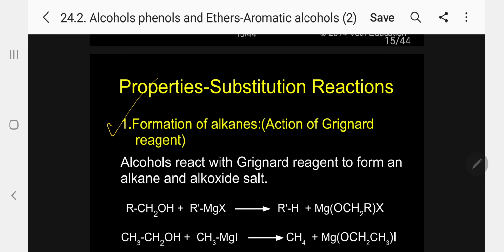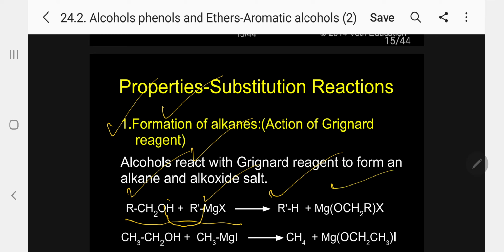So the first reaction is the action of Grignard reagent on alcohol. So we are getting formation of alkane. Any alkane we can prepare from this alcohol. Alcohols react with the Grignard reagent to form an alkane and an alkoxide salt. This is the general formula, RCH2OH with R-MgX. Kindly follow. This H present here is now combining with R-, producing the product, the hydrocarbon. So this is the other product.